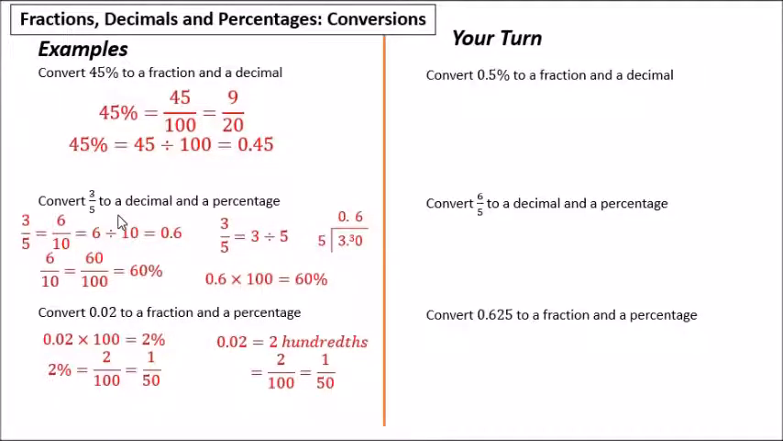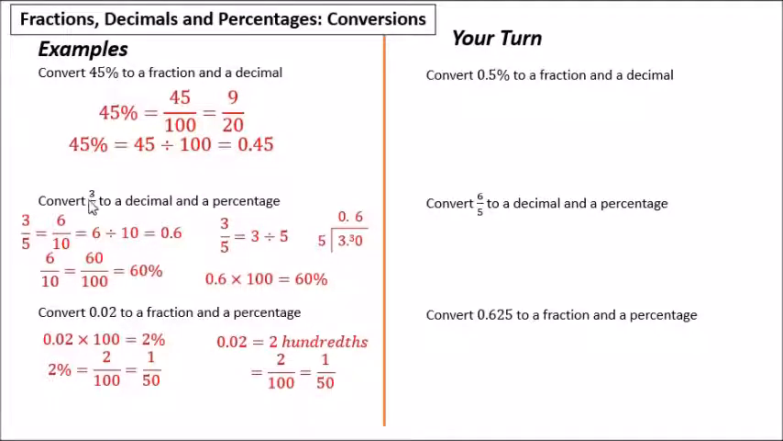To convert 3/5 to a decimal and a percentage, well, we could find an equivalent fraction, so we have a denominator that is a multiple of 10. That would really help. So in this case, 3/5 is the same as 6/10 if you multiply the numerator and denominator by 2. And then 6 divided by 10 is 0.6.